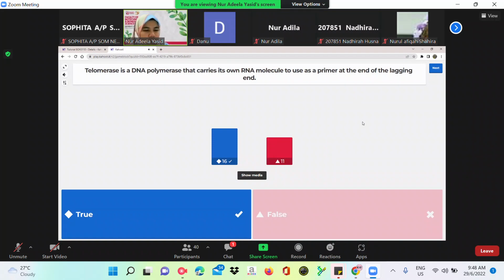Okay, the answer is true. Try to understand the questions. Okay, try to understand the statement. So you need to know what telomerase is. You need to know the role of telomerase in overcoming the problem at the end of replication, so that you can understand the statement here. If you understand the process of what happened, how telomerase helps overcome the replication problem at the end of the strand.